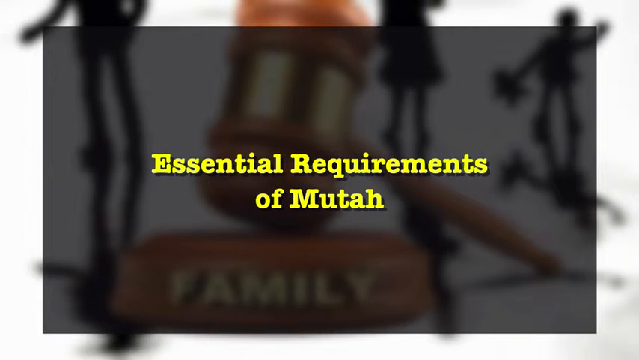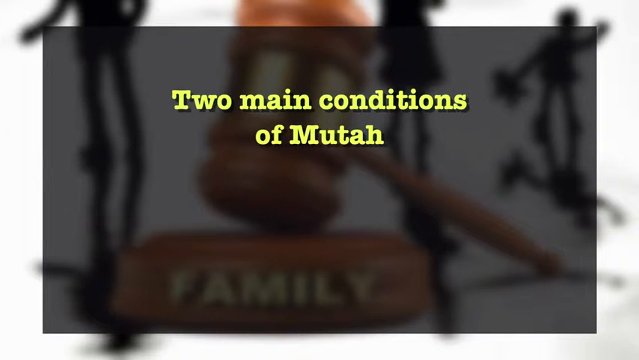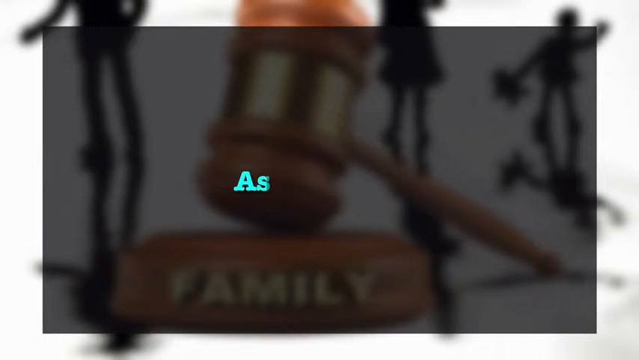Essential requirements of mutta. From the above, we can see that the 2 main conditions of mutta are number 1, period, number 2, dower. As to the period, mutta being a temporary marriage in essence, it is necessary that the mutta contract must specify the period of the enjoyment. The fixed period can again be extended by a new contract. It can also be presumed to be extended unless disapproved.